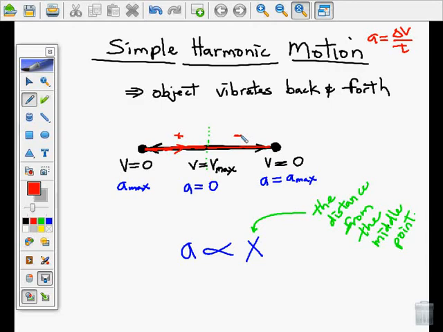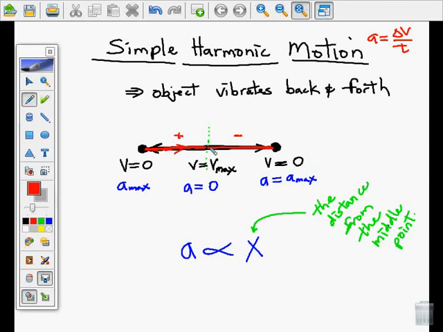But then once I get here, what am I doing right through this stretch? Am I speeding up or slowing down? I'm speeding up. But since I'm speeding up in the negative direction, what kind of acceleration is that still considered? A negative acceleration. That's really tricky business.